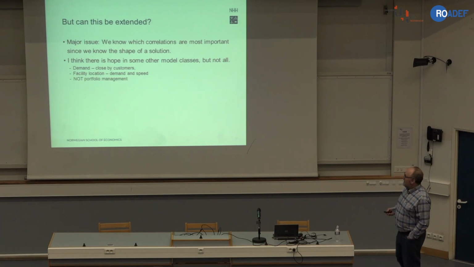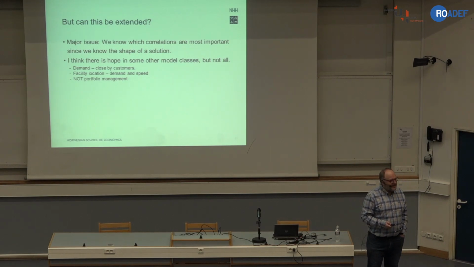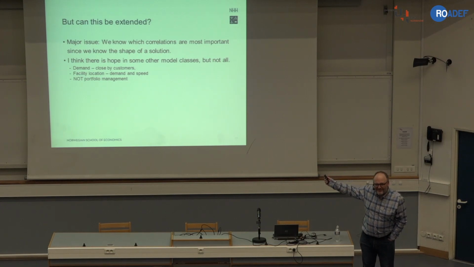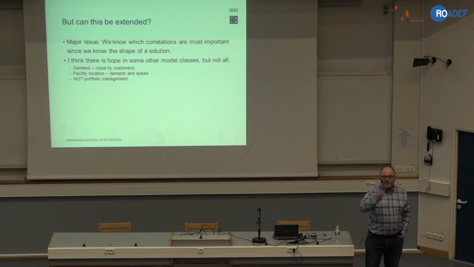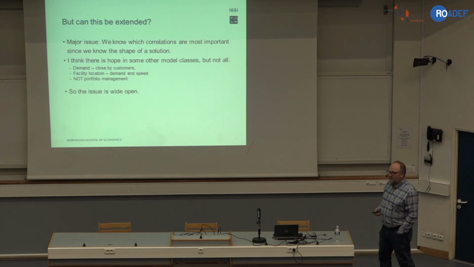So then there's hope. An example where it wouldn't work is portfolio management from finance. No chance, because you have no idea which correlations to pick. So you have 310 million of them, if this was a dimension of the problem, right? And you're going to pick a small number, and you have no idea which ones. Then I don't think it would work. So I think this issue is kind of wide open.